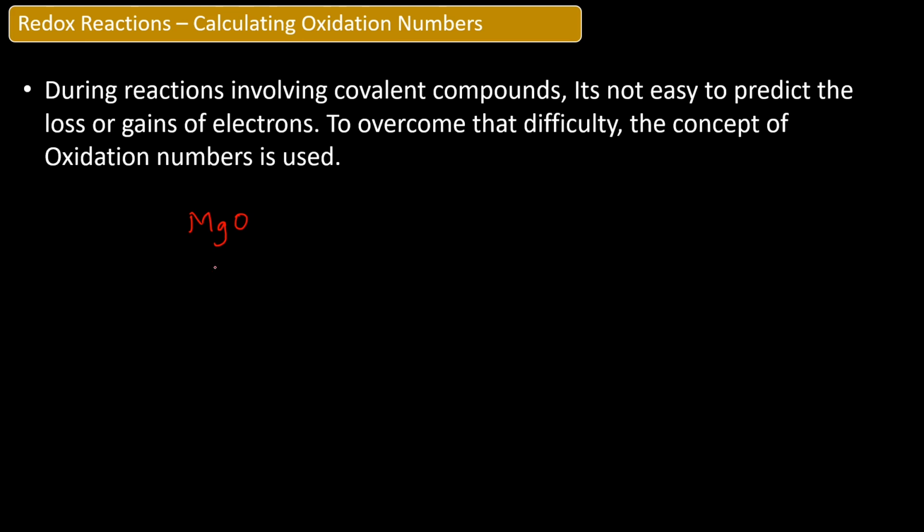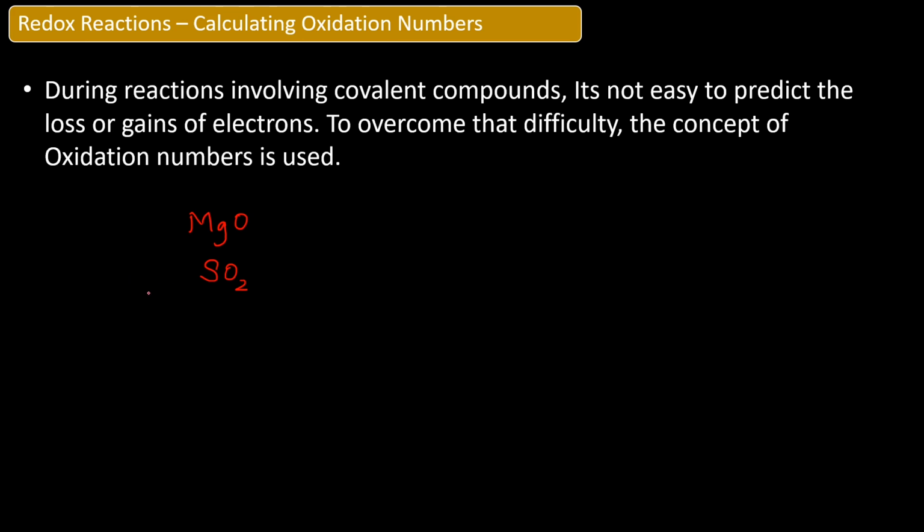But if we have a compound like sulfur dioxide, then the calculation becomes slightly difficult. Though we know that sulfur is giving the electrons and oxygen is taking the electrons, with slight difficulty we can very well get to know how many electrons are being given and taken by sulfur and oxygen respectively.